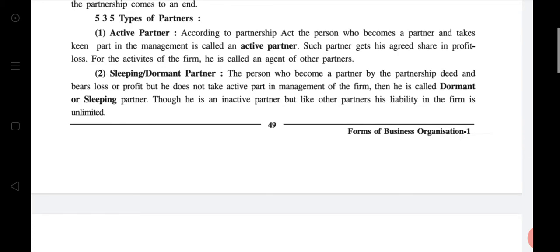Then types of partner. Active partner: a person who takes part in management in day-to-day work is called an active partner. Then dormant partner: a person who becomes a partner by partnership deed, but does not take an active part in the daily routine work of the firm, is called a dormant or sleeping partner.